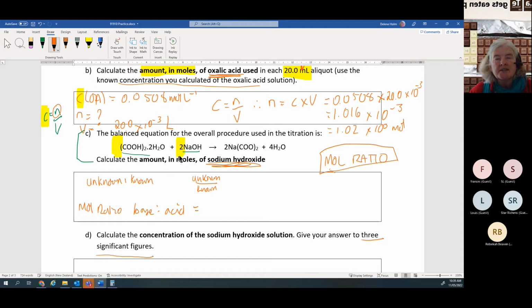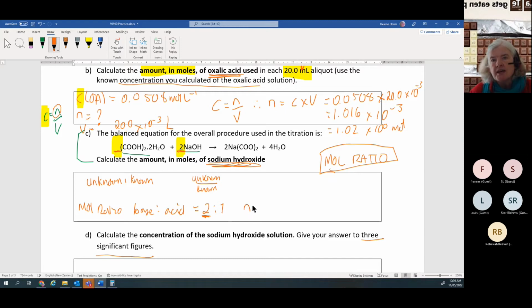So what is the number in front of my base? It's sodium hydroxide. What is the number in front of my oxalic acid? It's 1. So that means I have twice as much sodium hydroxide as oxalic acid, which is what you'd expect, because I need 2 times the amount of sodium hydroxide to oxalic acid.